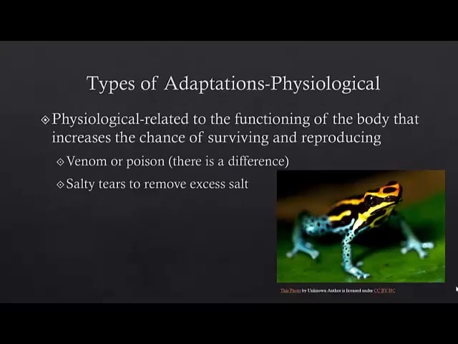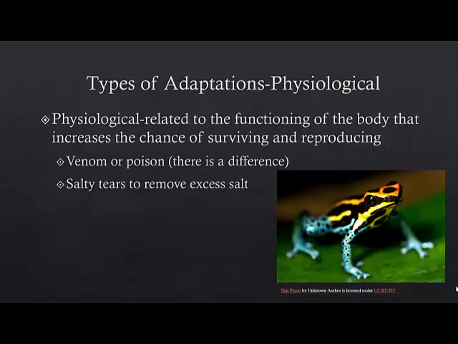The next type of adaptation is a physiological adaptation. Physiological, remember, is related to the function of the body. And this is something that's going to increase, again, the chance of surviving and reproducing, but it's the function. So it can be an organism that produces venom that it injects into its prey. It can be something that produces a poison. It can be a plant that produces a poison too. It does not have to be an animal.